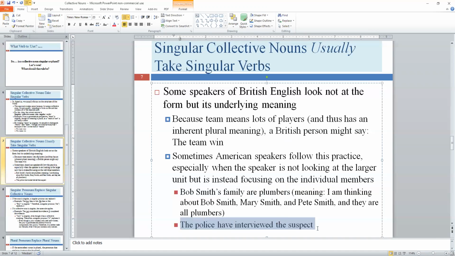Here's another one. Now, this one is acceptable. This one is a common one in English. The police have interviewed the suspect. It would be weird to our ears to say the police has interviewed the suspect.